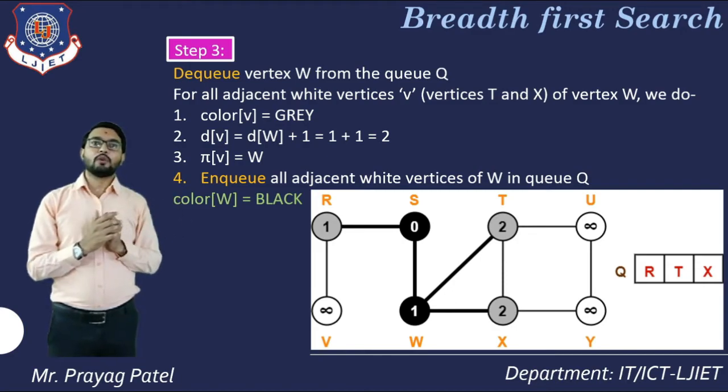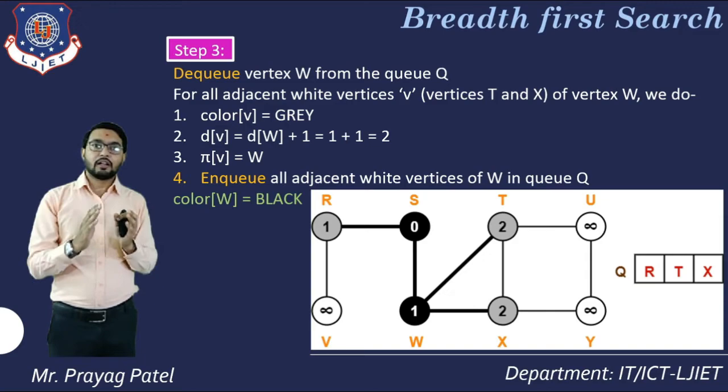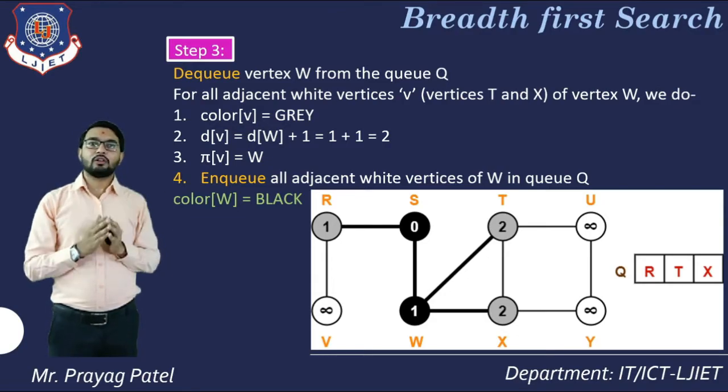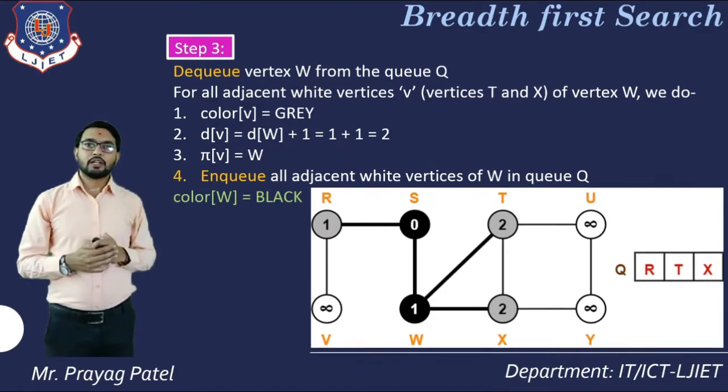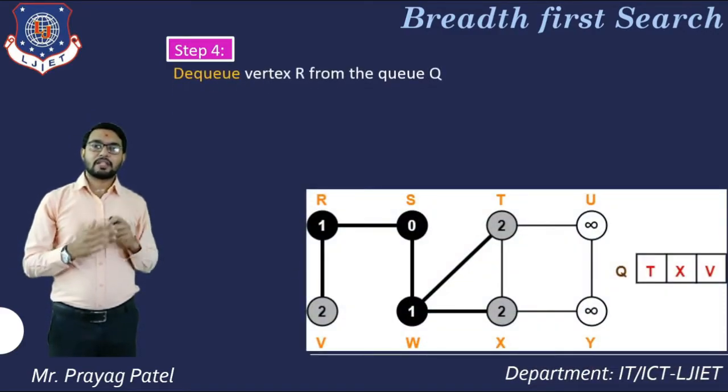Now color of W is black, meaning the color of node W equals black, because we removed node W from the queue and the processing of node W is done. So here consider this as the third step. Now consider the next step as step number 4.